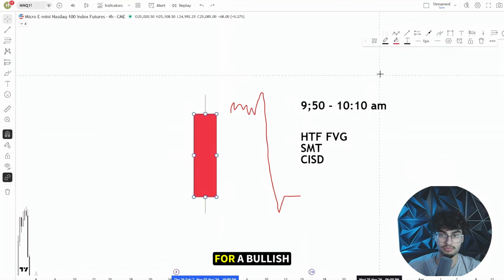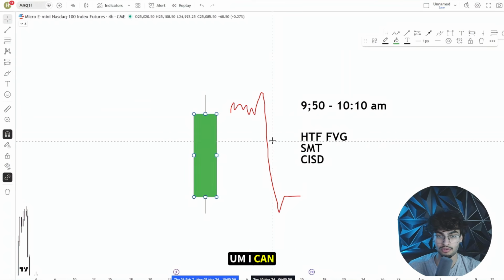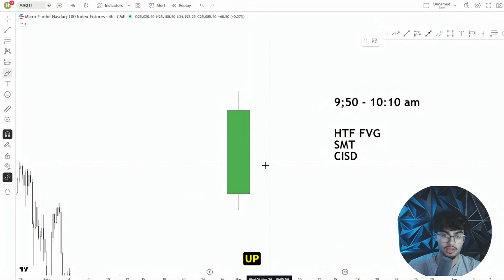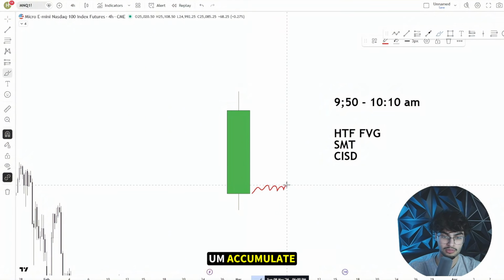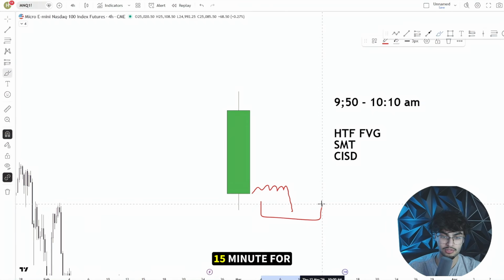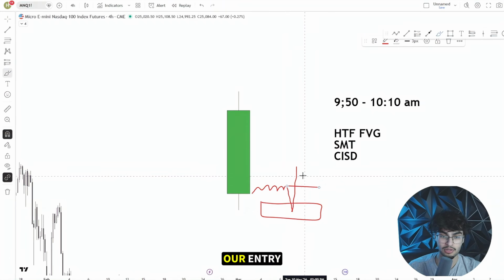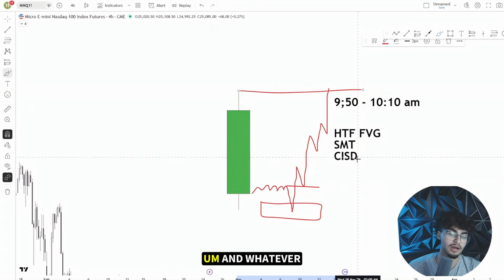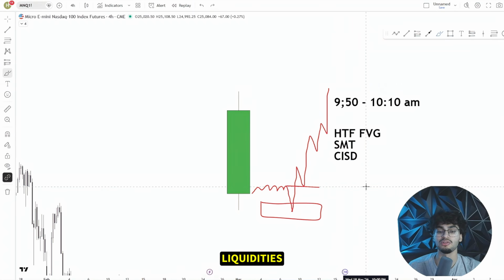And it would be the same for a bullish candle. I can show you guys this right here, where we open up, accumulate, we manipulate into, let's say, a 15-minute fair value gap, then we get a change in the steady delivery. This would be our entry. We take it off of here, and then we trade all this higher to, let's say, previous day high, and whatever targets and drawn liquidities you guys have.